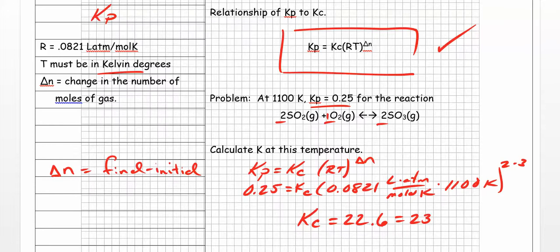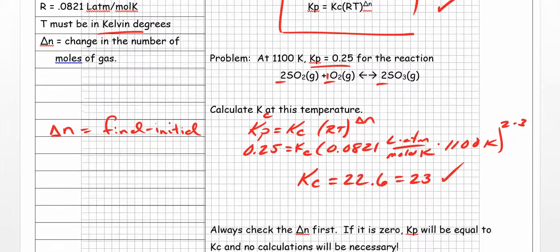So only 2 significant digits. So I'm going to round my 22.6 to 23. So what have I just determined? I've determined what the K is, or the Kc. By the way, we'll assume that if there's nothing there, that's Kc. So Kc is if the Kp is 0.25 and the temperature is 1100 Kelvin. Okay, that's how we use that relationship.